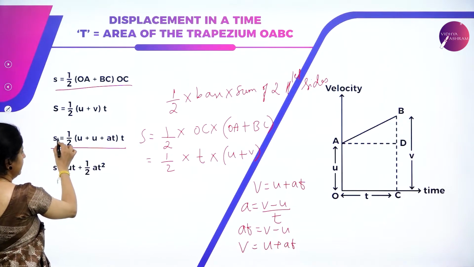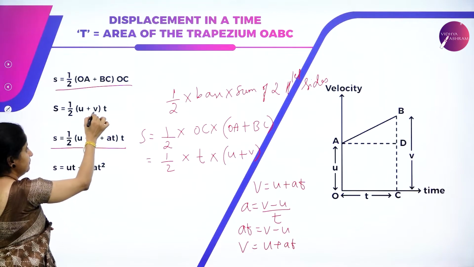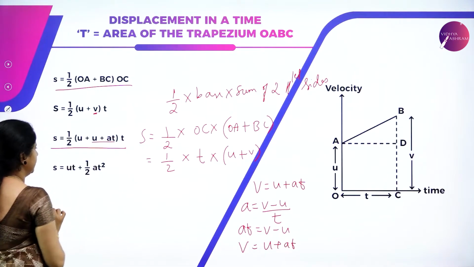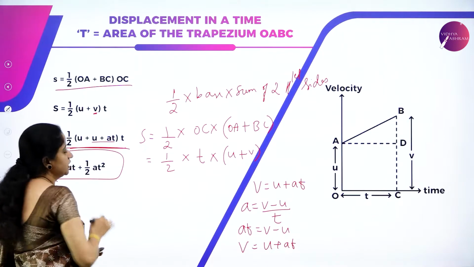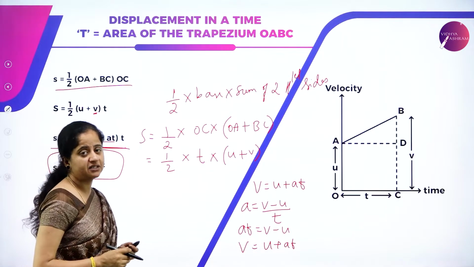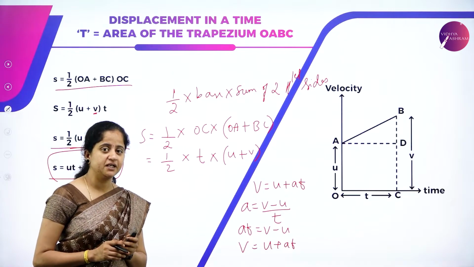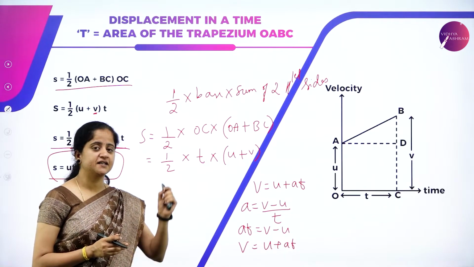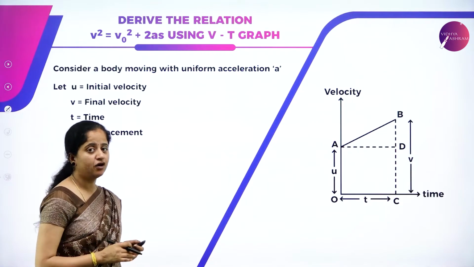So you will get S is equal to half U as it is written, plus in the place of V, we are substituting U plus AT, into T. Now let us multiply all these. So we will get S is equal to UT plus half AT square. So there are two methods to find the displacement equation, that is S is equal to UT plus half AT square, by considering the area of triangle and area of rectangle, or by considering the area of trapezium.